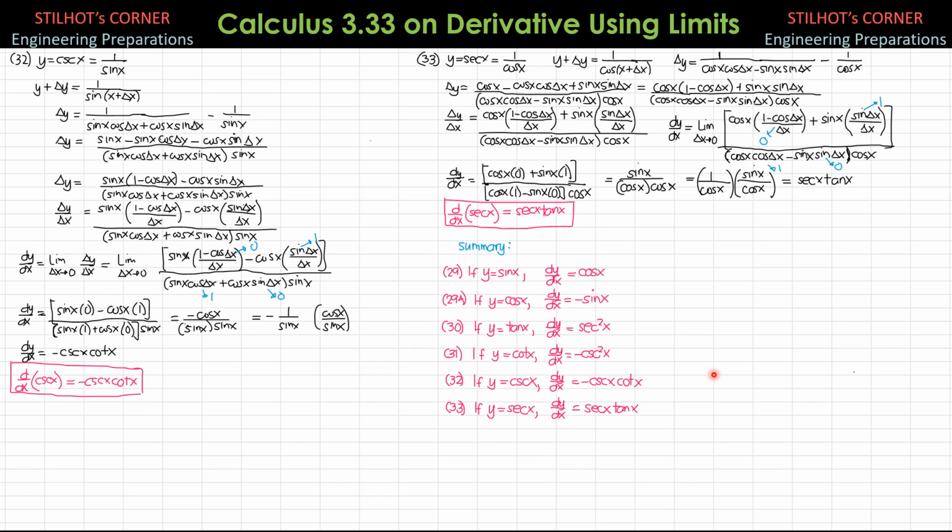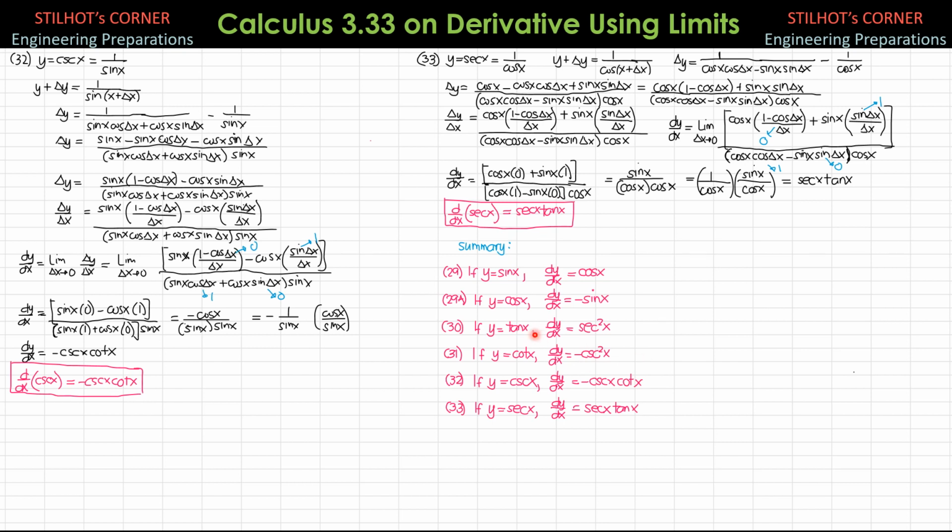To summarize, because you need to memorize the derivatives of these basic trigonometric functions, if y is sine x, the derivative of y with respect to x is cosine x. If y is cosine x, the derivative of cosine x is negative sine x. You must close your eyes so that you can memorize this. I'm also closing my eyes. The derivative of tangent x is secant square x. The derivative of cotangent x is negative cosecant square x.